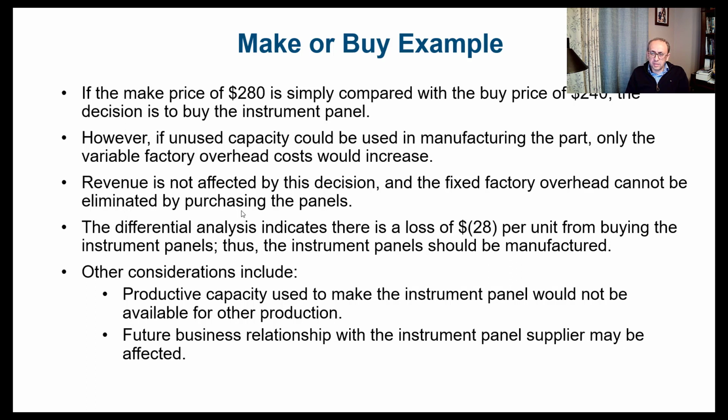There are a few things that companies should consider because they might have some indirect impact. Productive capacity used to make the instrument panel would not be available for other production. So let's say we got another sales order, we will not be able to satisfy that because we have already used our extra capacity in manufacturing the instrument panels. Another thing to keep in mind is that future business relationships with the instrument panel supplier may be affected if we decide to manufacture ourselves instead of buying it. All of these are things to keep in mind, but at the end of the day, if we're comparing the numbers, then the differential analysis is our basis for the comparison.